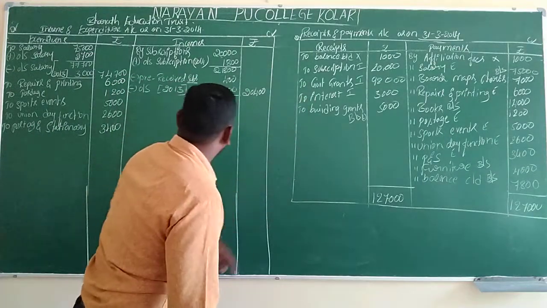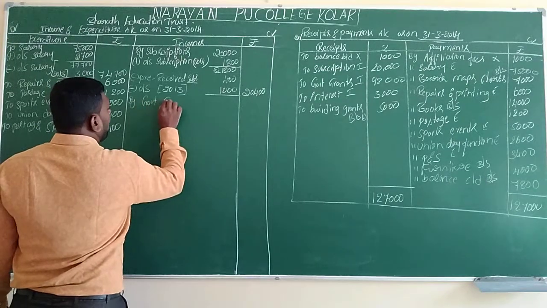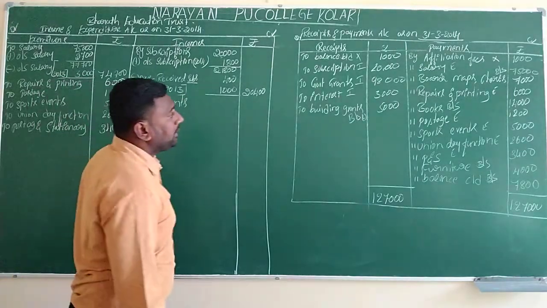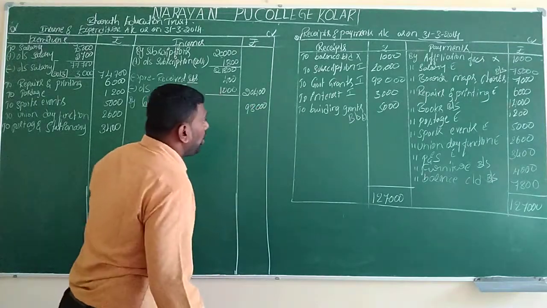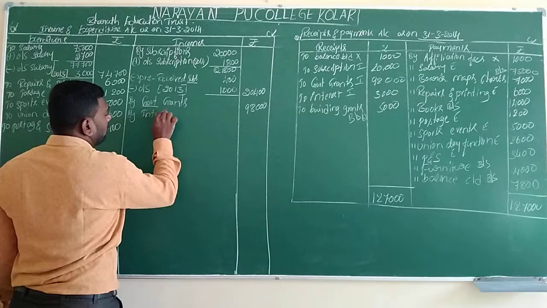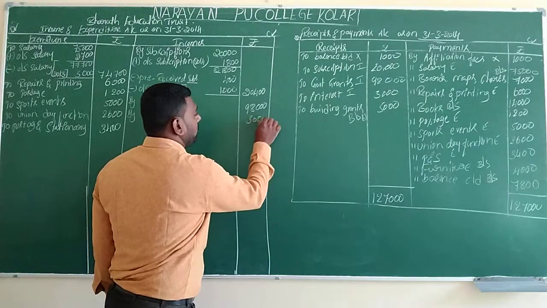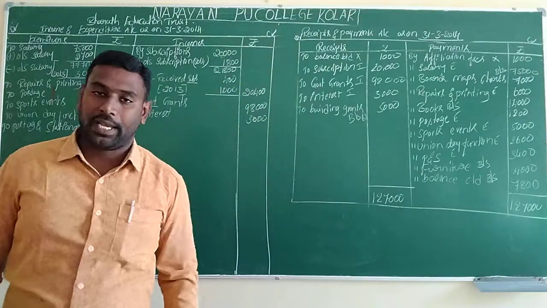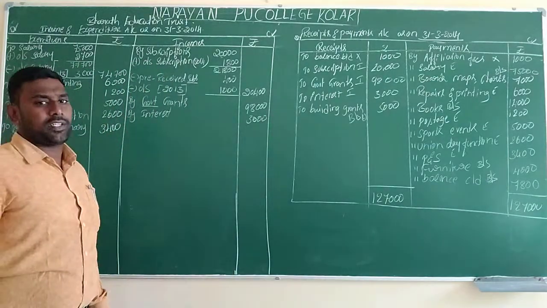After that, government grants. By government grants, that is 98,000, it will be considered as income. To interest, we will write by interest. By interest, that is rupees 3,000. And another is building grants, that belongs to the new balance sheet. Directly we should add it to the liabilities. So in the receipts and payments, no other transactions are there.